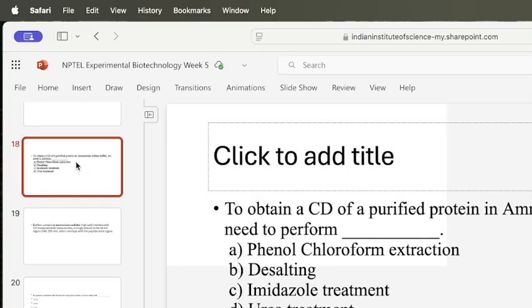The next question is, to obtain a CD of purified protein in ammonium sulfate buffer, we need to perform dash: phenol chloroform extraction, desalting, imidazole treatment, and urea treatment.